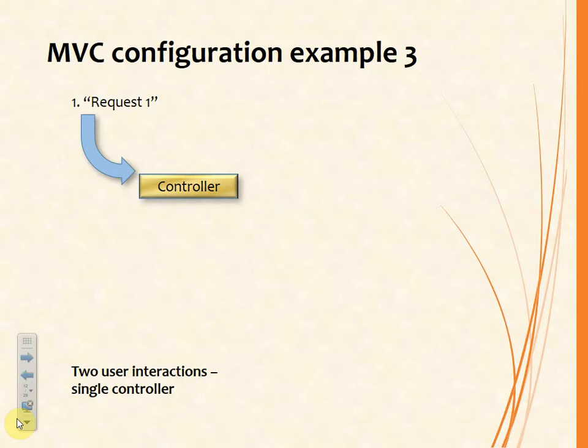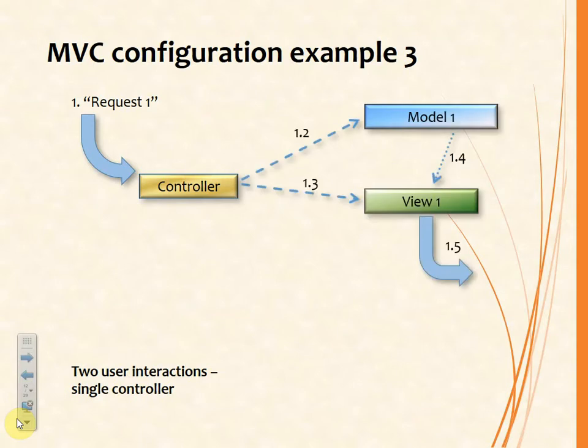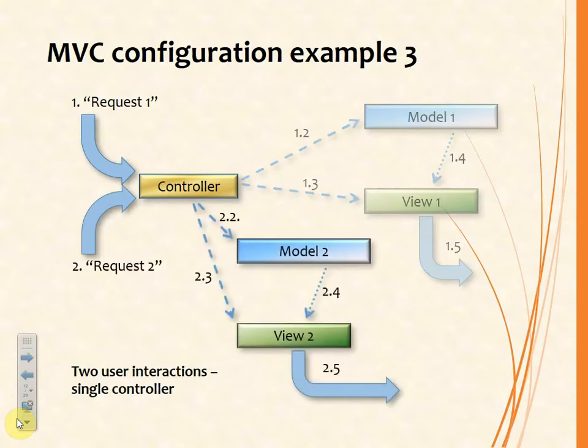So the first request will come to the controller, invoke one or more model components, invoke one or more view components, produce a response. The next request to come in will also go to the same controller, and it's very probable that a different combination of model and view components will then be invoked in response to that request. And so it's up to the controller to work out which requests are going to invoke the different combinations of model and view. What this illustrates is that you don't have to have one controller for each interaction.